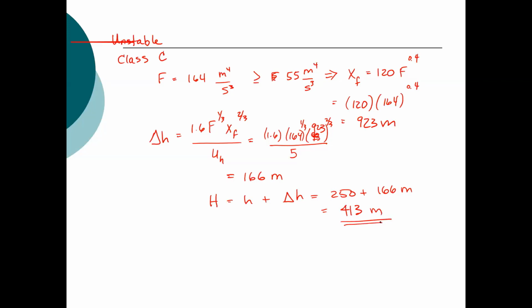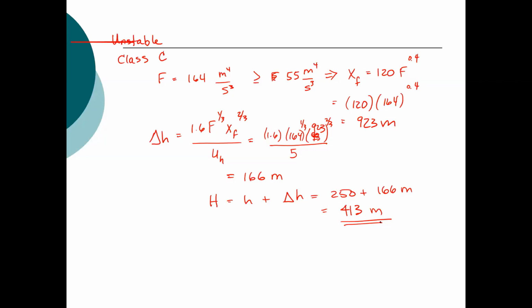So in this case, under the unstable condition, you see that for identical wind speeds, the plume rise is greater than it would be for the stable conditions. The caveat here is that the wind speed is the same.